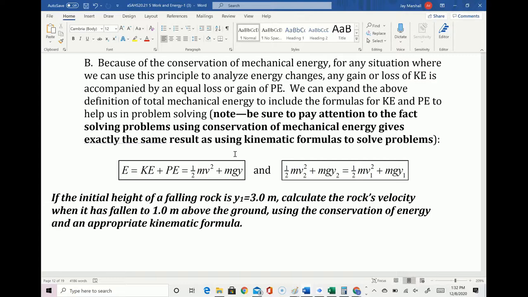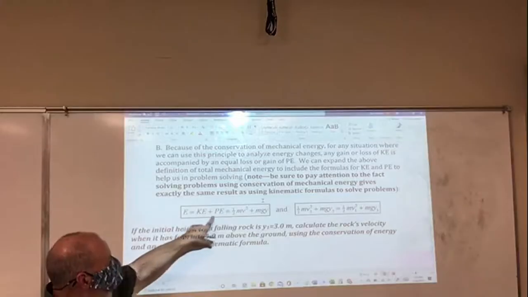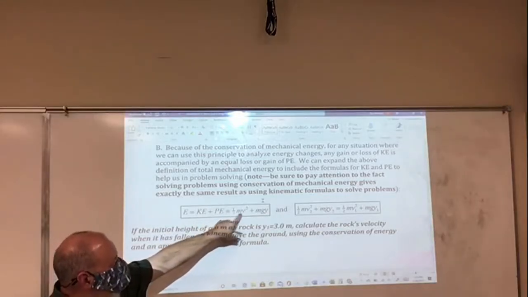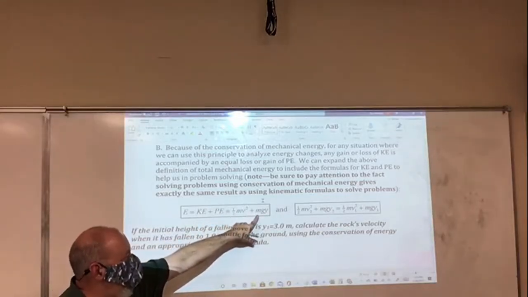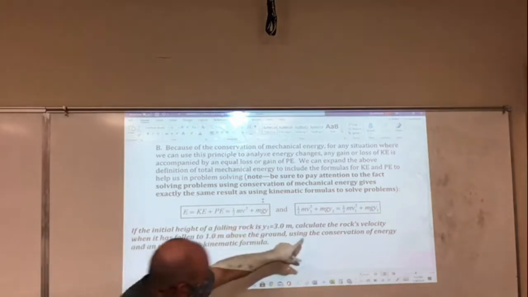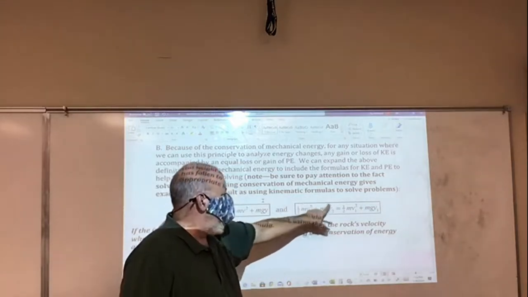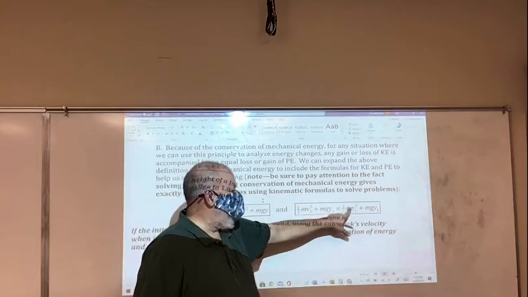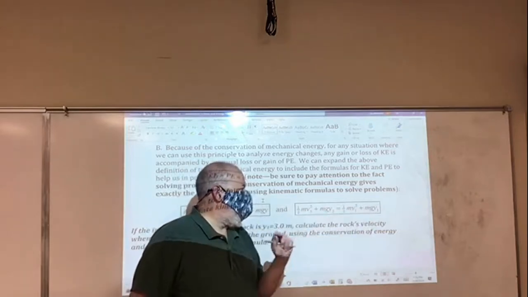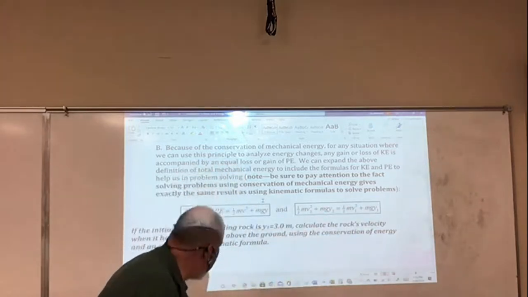So I know that the total mechanical energy is going to be 1/2 mv squared plus mgy, or mgh, however you want to say it. And I know that kinetic plus potential energy in the after situation equals kinetic plus potential energy in the before situation.